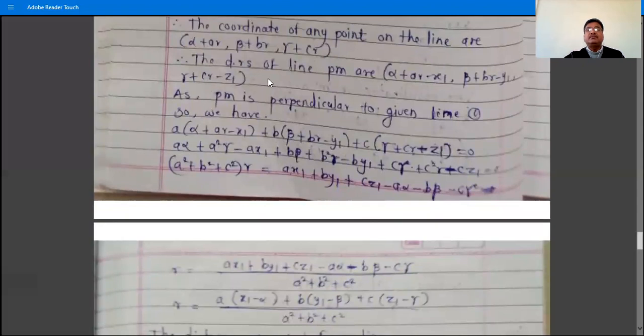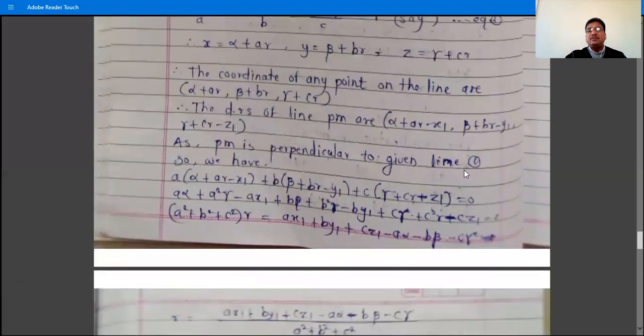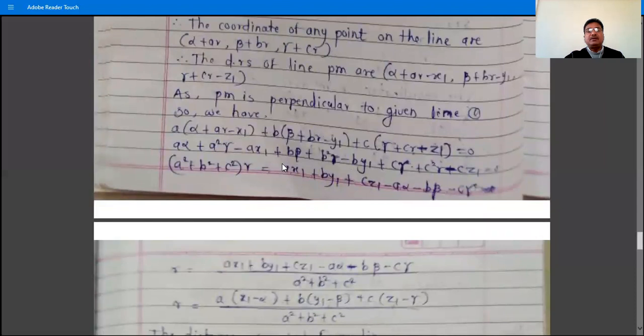That is A into A. What is A? A, B, C are the direction ratios of line 1. And alpha plus AR minus x1, beta plus BR minus y1, and gamma plus CR minus z1 are the direction ratios of the line PM. Since PM is perpendicular to line 1, we have A into (alpha plus AR minus x1) plus B into (beta plus BR minus y1) plus C into (gamma plus CR minus z1) equal to 0, by the condition of perpendicularity of two lines. Then after simplification, multiplying by A, B, C, we have this.